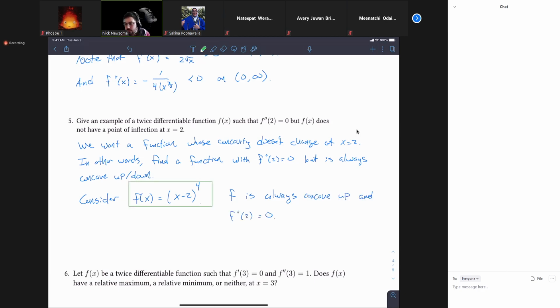Okay, so this function is an example of the type of function that they're asking for. Okay. Questions? All right.